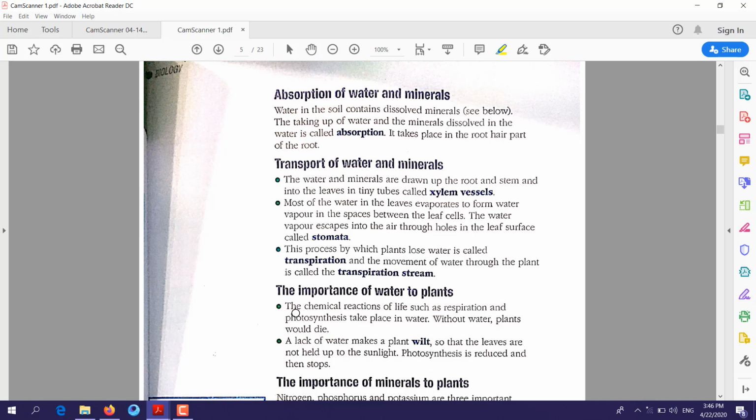Now, absorption of water and minerals. Before we start explaining about absorption of water and minerals, it should directly come to your mind: how will the plant absorb water? You should ask yourself, how will plants absorb water and minerals? From where will they absorb it? By what will they absorb it? If you ask yourself all of these questions and find answers to them, that means you understood everything and everything was clear.